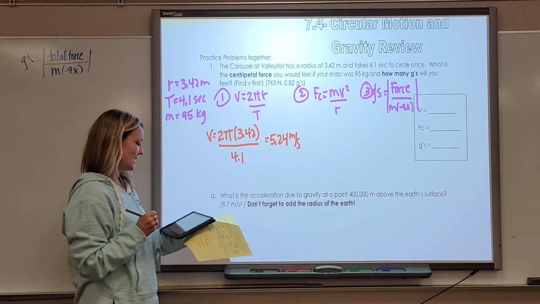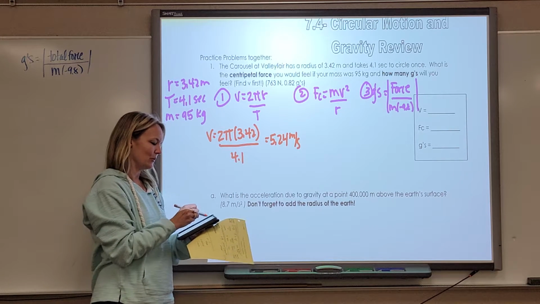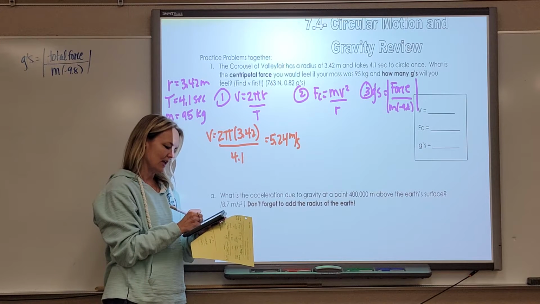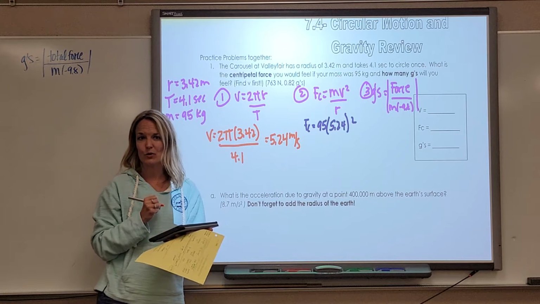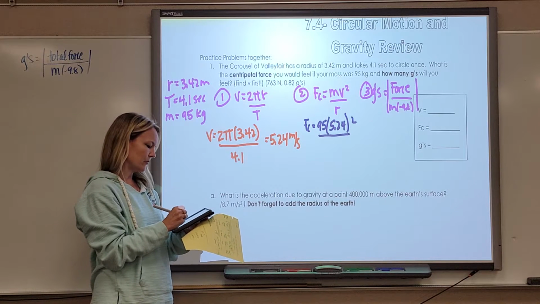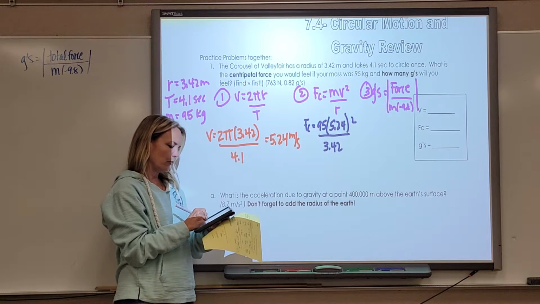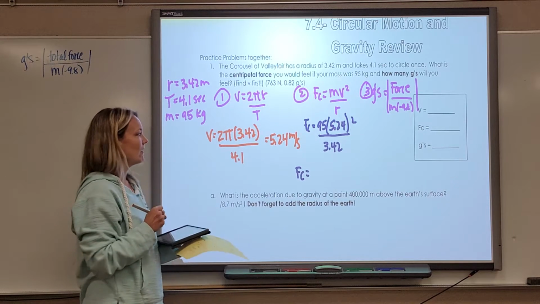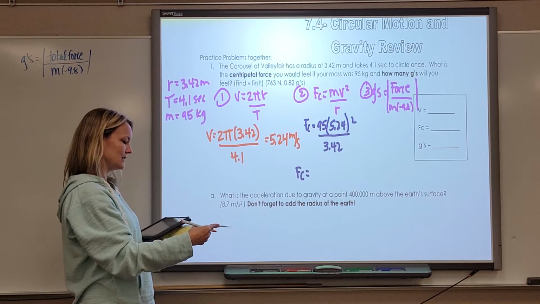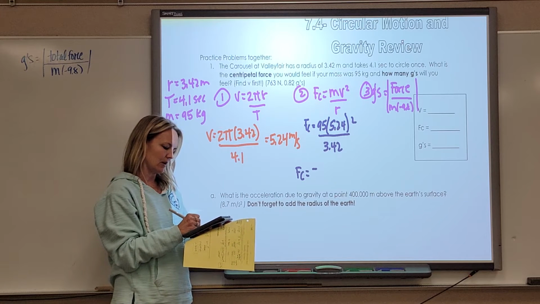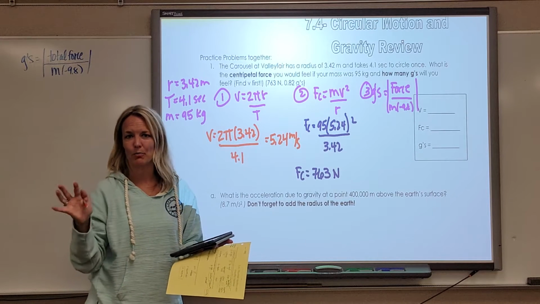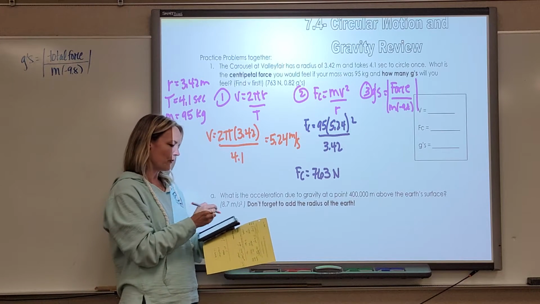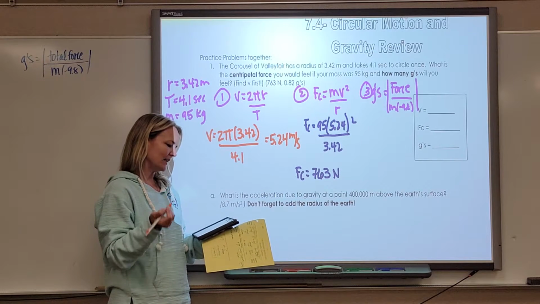Once I have my velocity, I am ready to move on to equation number 2. I need to find the centripetal force. Fc is equal to mass, 95, times my velocity squared, don't forget to square just your velocity, divided by your radius, which is 3.42. When you multiply all of that and divide by the 3.42, you get a centripetal force of about 763. In class, I will go slower and make you work through it, so just make sure to hit pause whenever you need it.